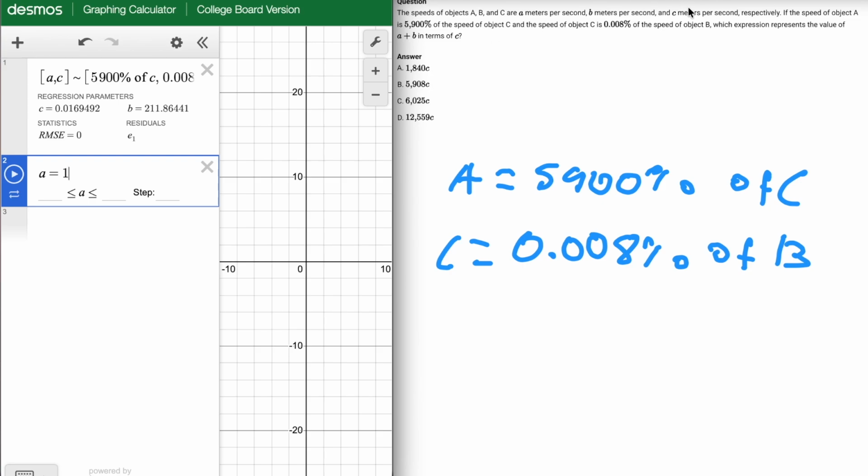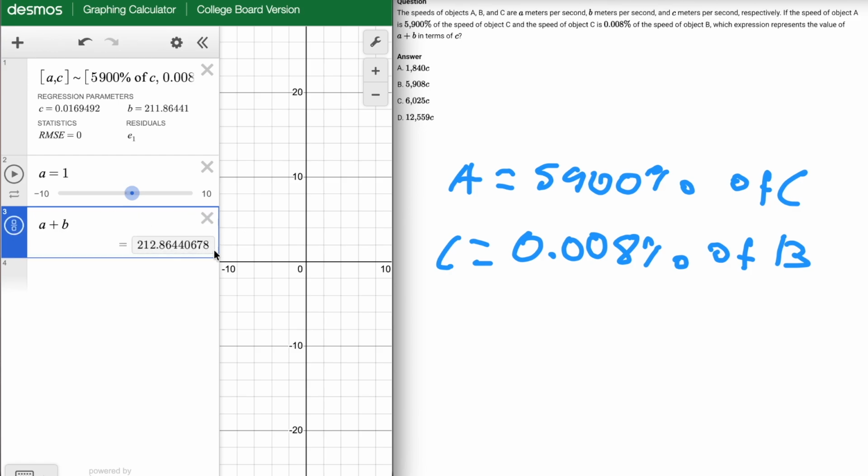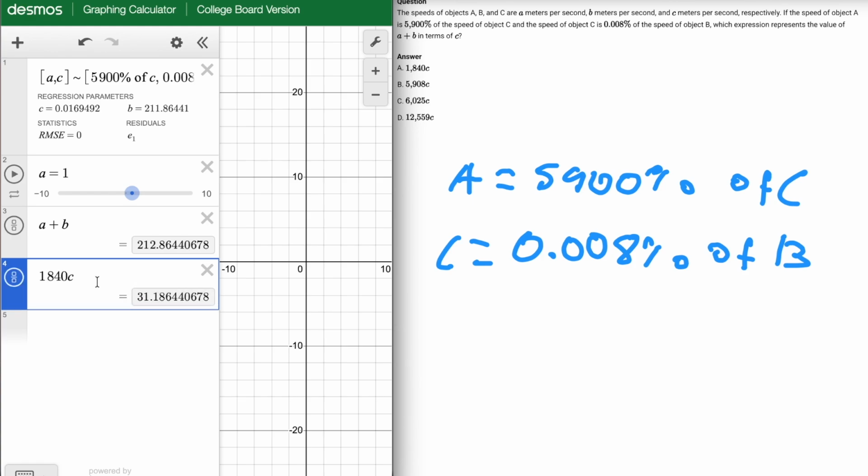The question asks which expression in terms of C is equal to A plus B. So I'll write A plus B in, and then plug in each one of these answers, and whichever one equals it is the correct answer. So 1840C, this is 31, not the right answer. Here is 5908C. That's also not the correct answer.